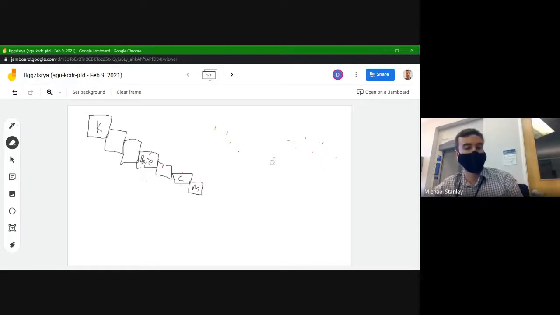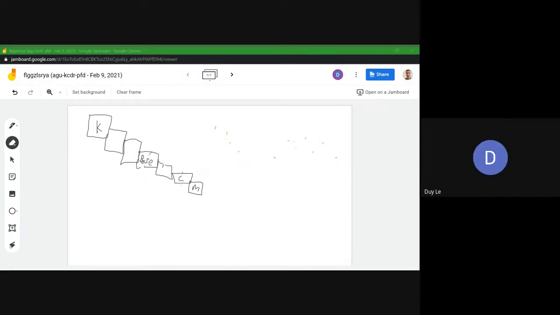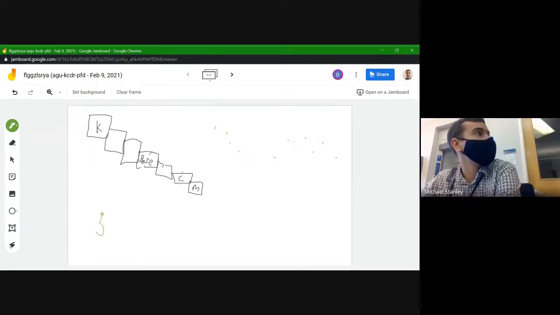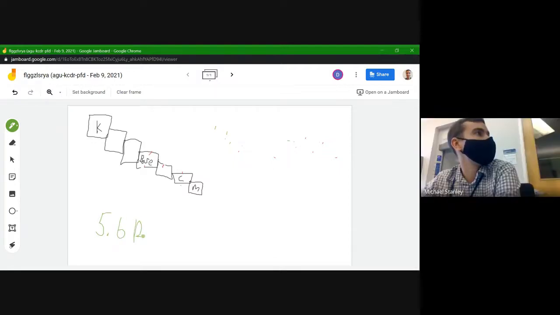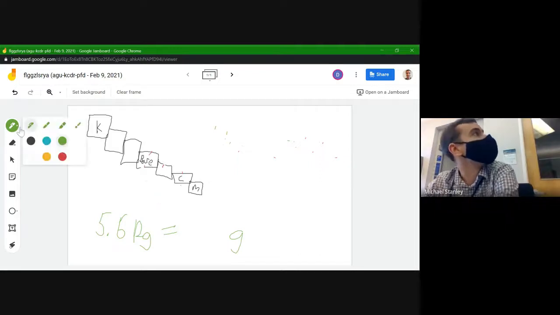All right. Let me look up another good example here. So I have 5.6 kilograms. And I want to know how many grams do I have? 5.6 kilograms, and we're going to turn that into grams.